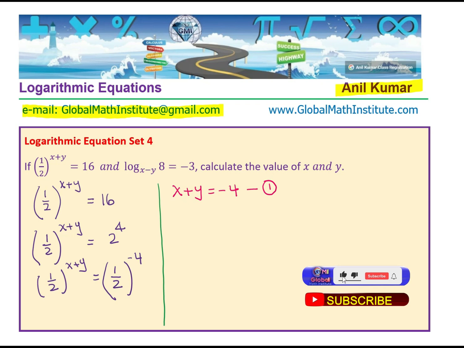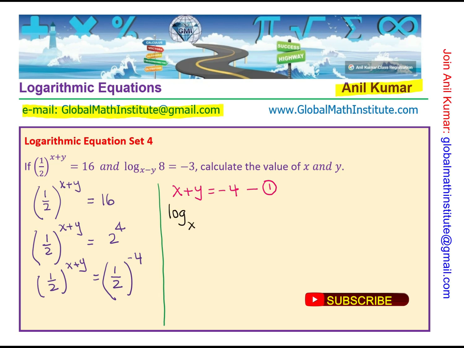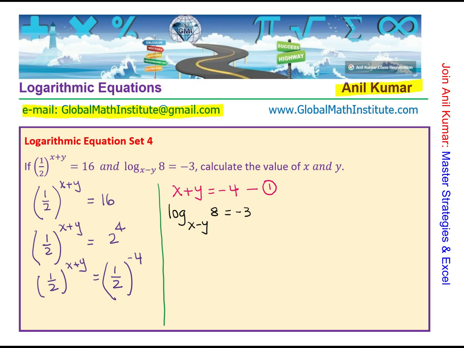Now let's take up the second part, which is log to the base of x minus y of 8 equals minus 3. Here we will write this logarithmic equation as an exponential equation. So that means we can write this as 8 equals (x minus y) to the power of minus 3. Right? So this is the exponential form.